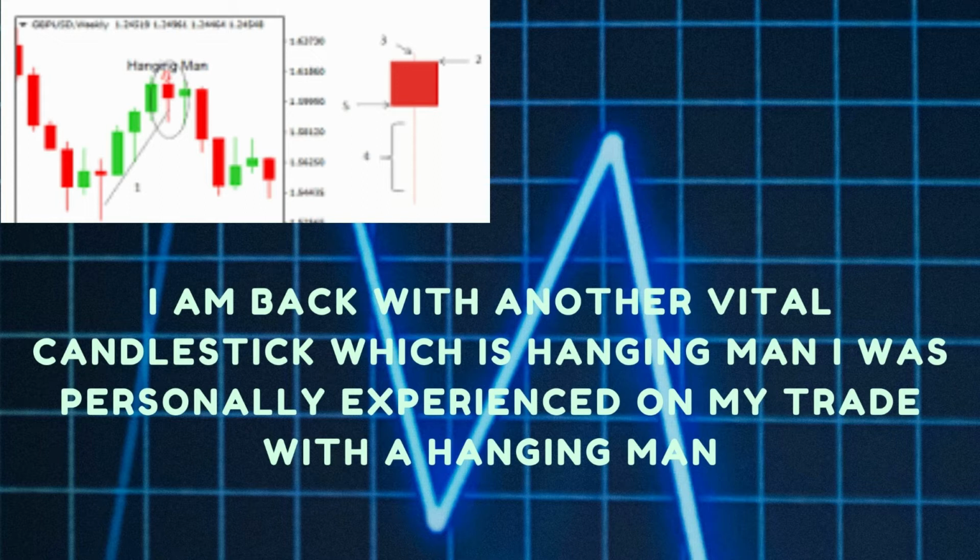I'm back with another vital candlestick, which is the Hanging Man. I have personally experienced a few backtested trades with the Hanging Man. Here I am presenting to you guys the Hanging Man, which is a bearish reversal candlestick.